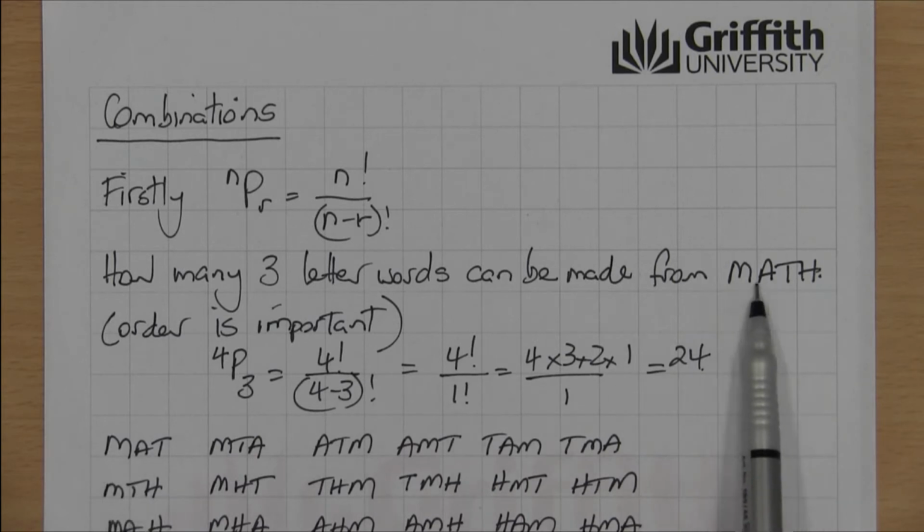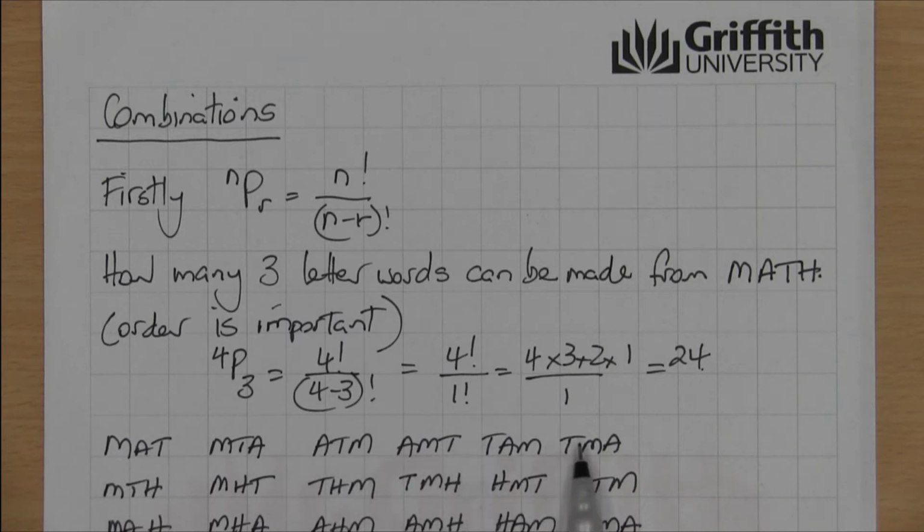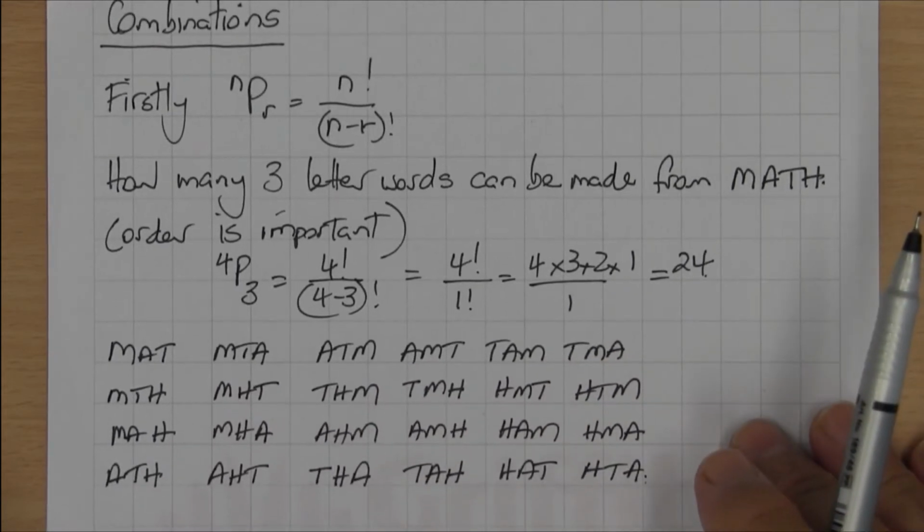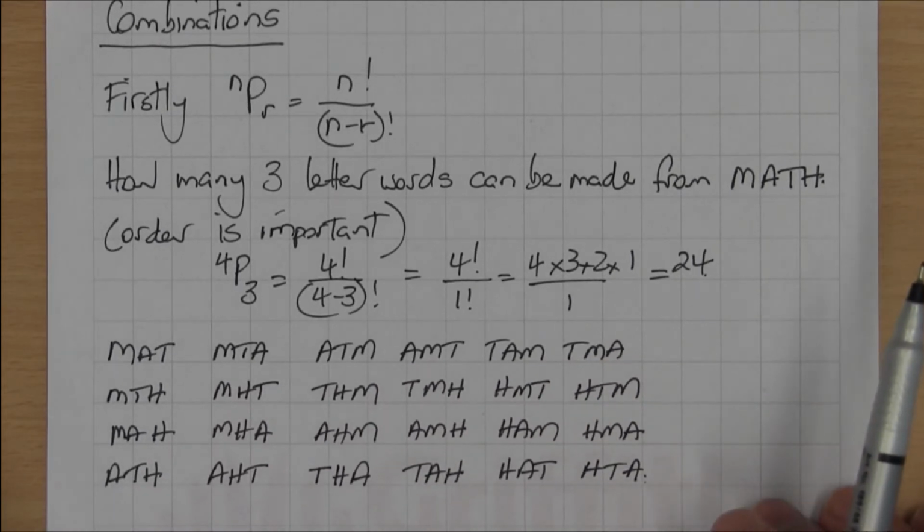So if we just chose the first three letters, M-A-T, these on this top row here are all three-letter words that can be made from MAT, all the different combinations that can be made there. So we've got MAT, MTA, ATM, AMT, TAM and TMA. And then we choose another, we leave the A out, we go MTH, and there are 6 of those, and so on. So if you add all those up, there are our 24 words that we can get.